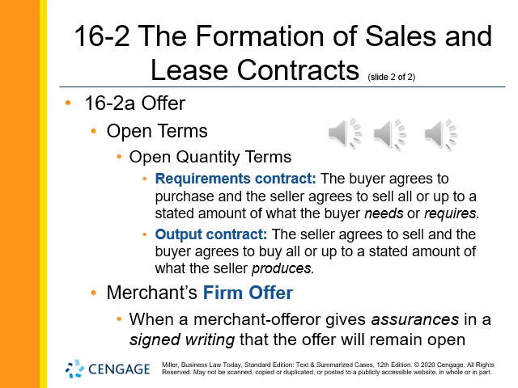That of a requirements contract, whereby the buyer has agreed to purchase and the seller has agreed to sell all or up to a stated amount of what the buyer needs or requires. And in the case of an output contract, where the seller agrees to sell all or up to a stated amount of what the seller produces. Obviously, these are not contracts that are entered into by casual sellers and buyers.